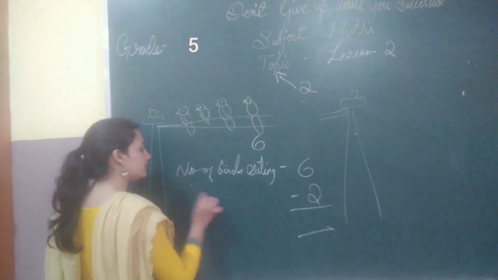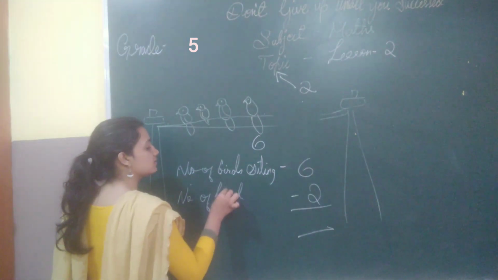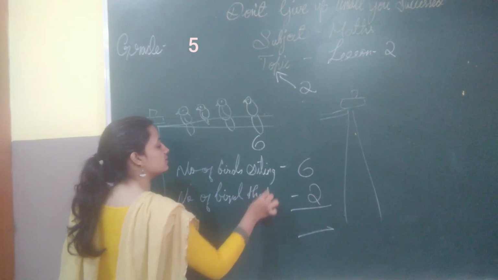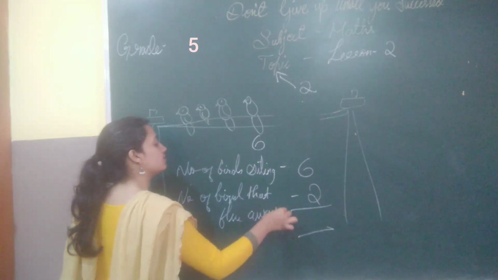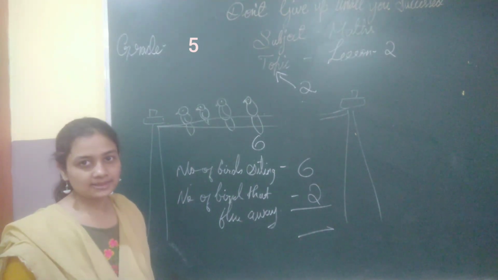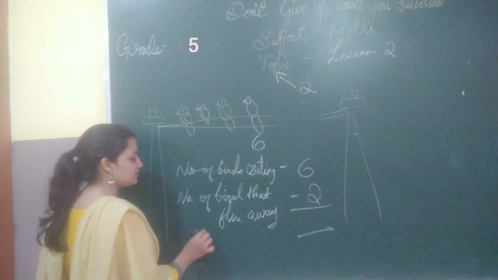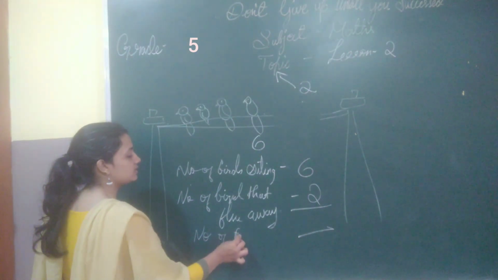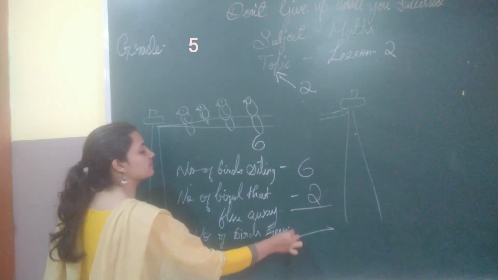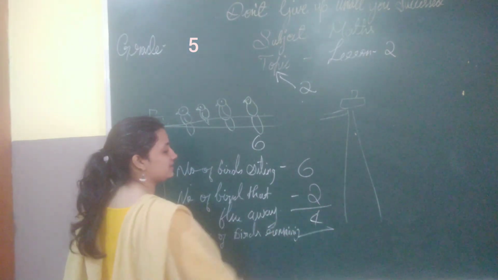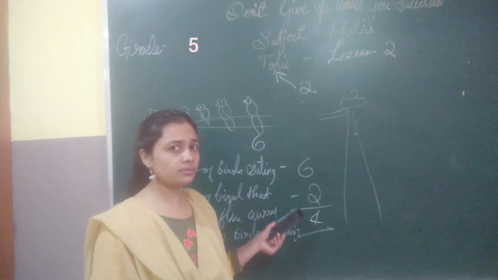So, 2 is nothing but number of birds that flew away. So, now what am I finding? Number of remaining birds. That will be my last statement. Number of birds remaining. So that will be my answer, that is 4. So this was subtraction. You know how to do subtraction and addition.